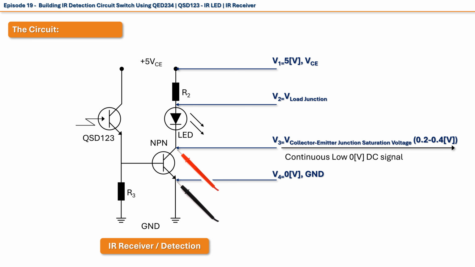If we place multimeter probes at the collector junction, in reference to ground, our multimeter will show a voltage of around 0.3 volts, when the detection circuit is powered on, and there is a source of infrared light.